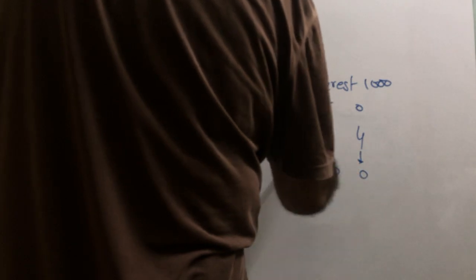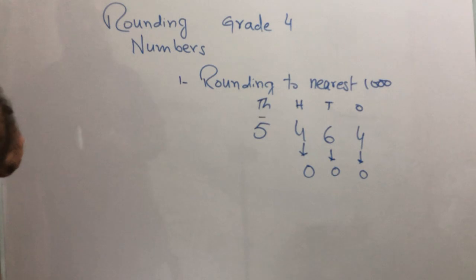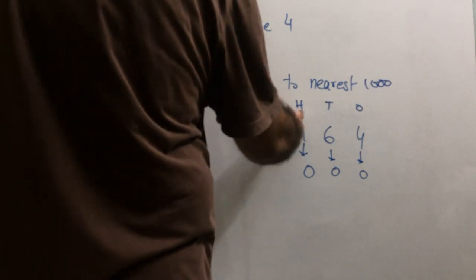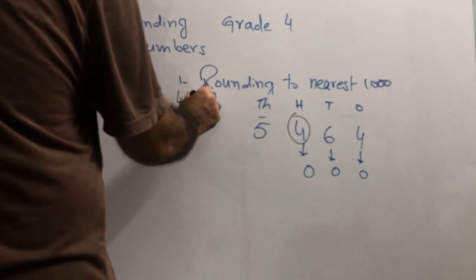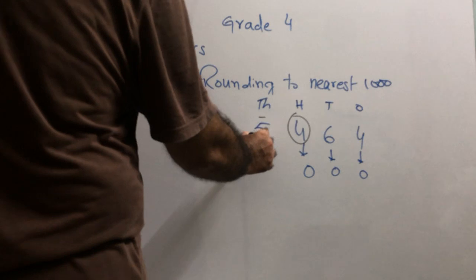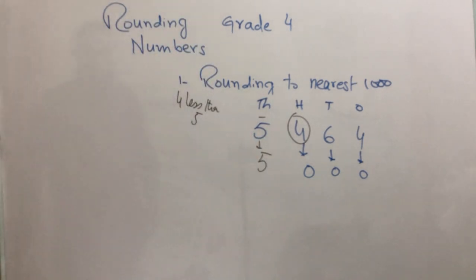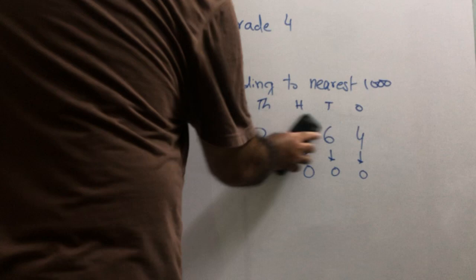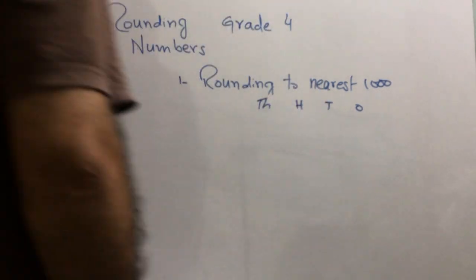0, 0, 0. The second action is that we look at the immediate neighbor of 1000 on the right side, which is this 4. This 4 is less than 5, so there will be no change here. It comes automatically as such, 5000. So 5464, when rounded to nearest 1000, becomes 5000. This was another example. Now we will go for some more examples for better clarity.